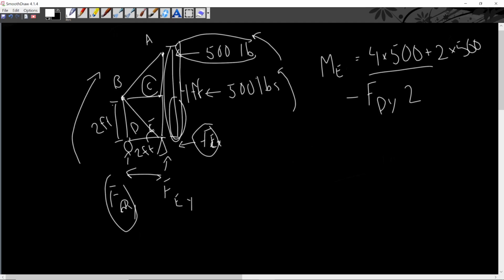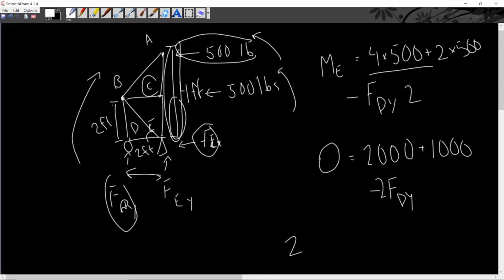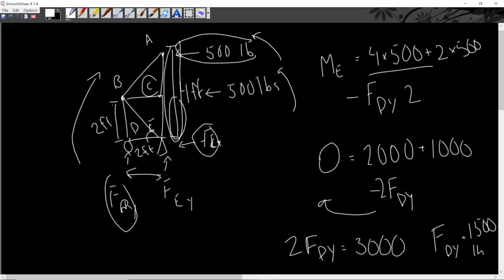And so we can solve for this. This should equal 0. At the end of this, we're going to have 0 is equal to 2,000 plus 1,000 minus Fdy times 2. So we're going to have 3,000. So we can add that 2 Fdy to the other side. 2 Fdy is equal to 3,000, which means that Fdy is just going to be equal to 1,500 pounds.